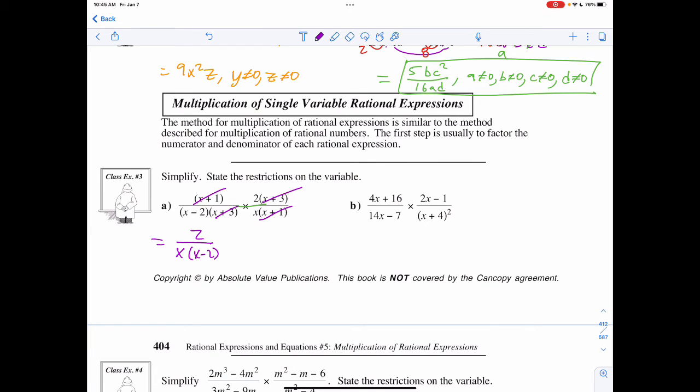And I still need to state, based on all the different factors that were in the denominator in the beginning, what my restrictions are. So this is true so long as x does not equal 2, -3, 0, or -1.